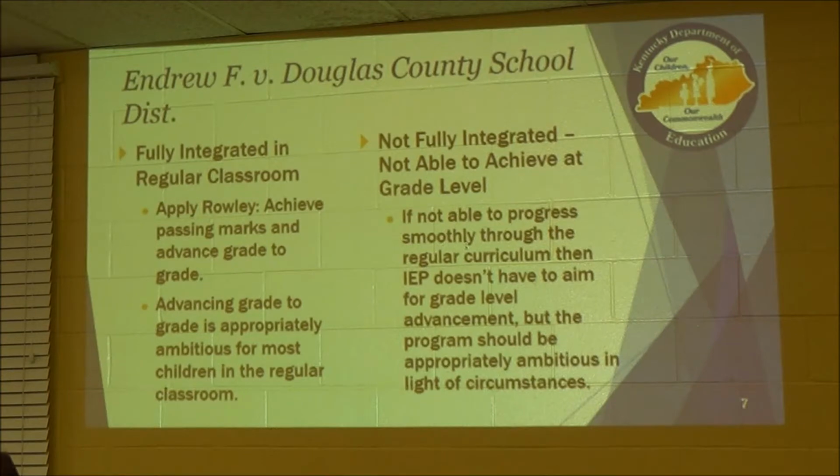And the court says for those students who are fully integrated in the regular classroom, where we say it's enough for them to advance grade to grade, like Amy Rowley did, that's appropriately ambitious for most children in the regular classroom. If they're meeting our state academic standards, achieving those and advancing grade to grade, that's appropriately ambitious for regular education students, and it's appropriately ambitious for special education students who are fully integrated in the regular classroom. But when that type of advancement isn't possible, then we want to make sure that the program's appropriately ambitious in light of their circumstances.